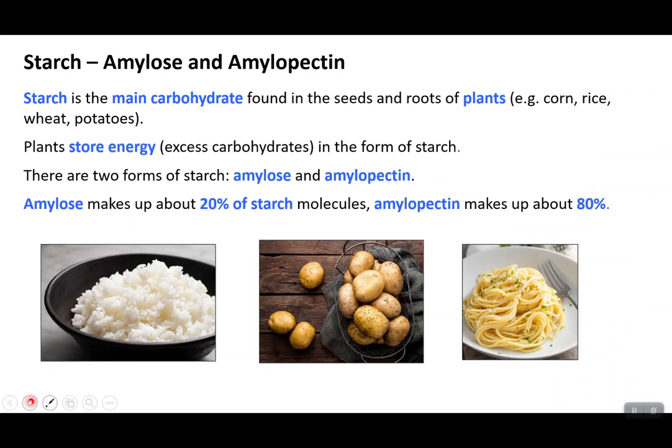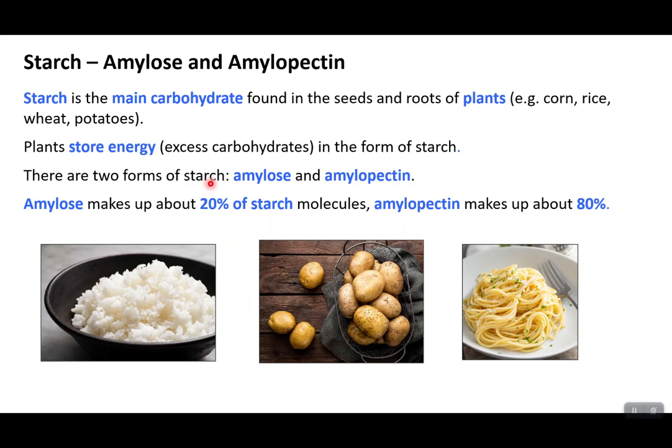Starch is the main carbohydrate found in the seeds and roots of plants. So that's going to mean corn, potatoes, and pasta. We are going to find starch in these foods. Starch is the way in which plants store their energy. So when they have excess carbohydrates that they're not going to use, they can go ahead and store them in these polysaccharides that we call starch.